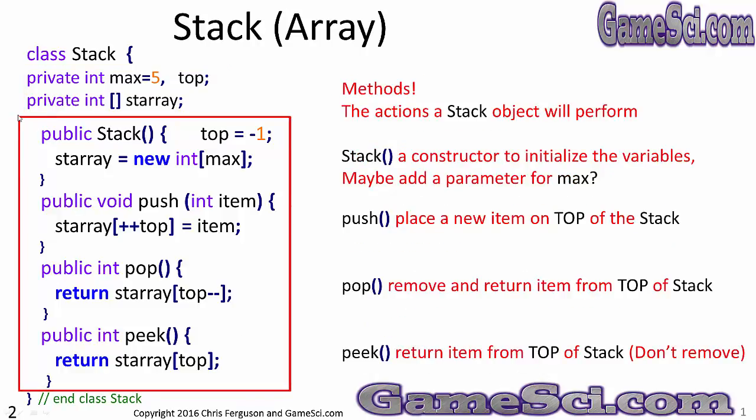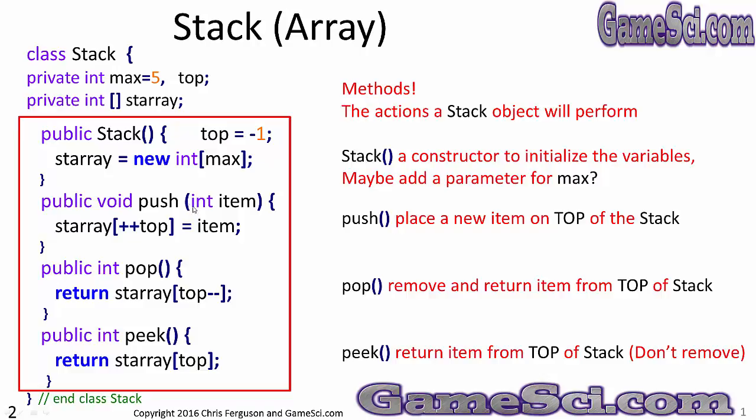The red box here circles the methods of the stack class. These are the actions a stack object will perform. First up is a stack constructor, a constructor to initialize the variables. Maybe add a parameter for max. As I said, it might be useful to pass a parameter to this constructor to determine the size of the max. It's always better when the user decides how big to make the array rather than the programmer hard coding it.